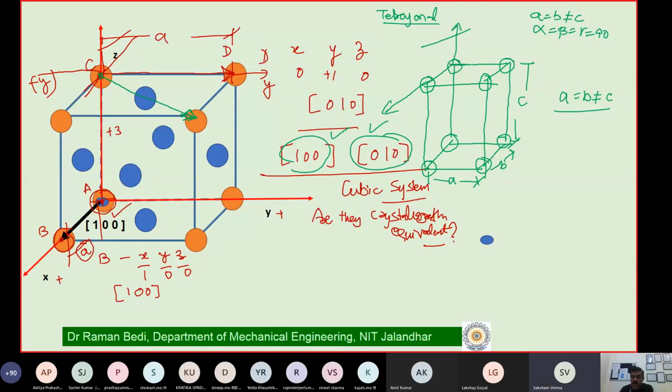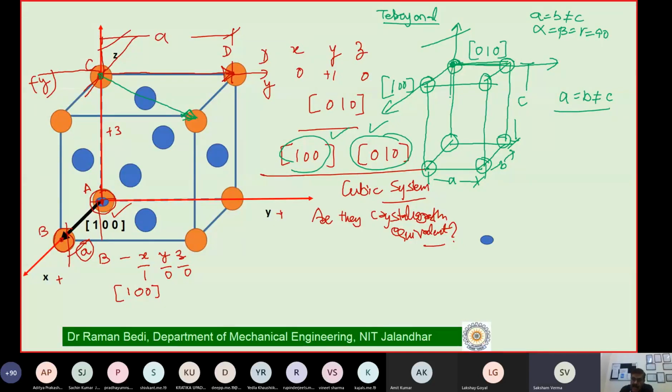Okay, look at it carefully. Answer carefully. In a tetragonal one, which is the 100 direction? This one, the same? Yes, sir. And which is the 010? 010 is this one. Right. So they are equivalent.